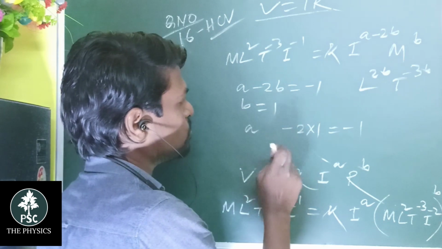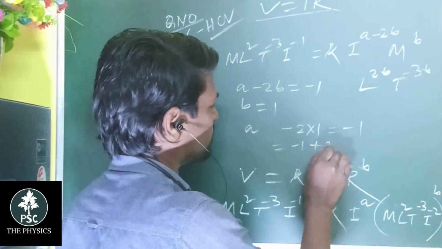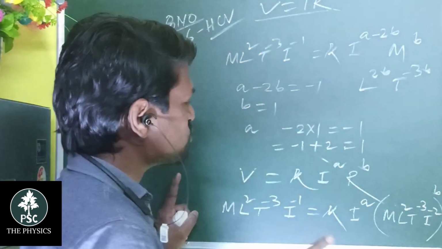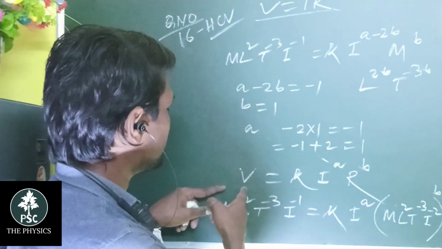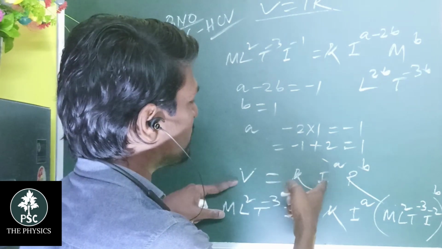So A minus 2 is equal to this, or -1 plus 2, which is equal to 1. So A equals 1 and B equals 1. Exactly, this is like that: V equals K, I to the power 1 and R.